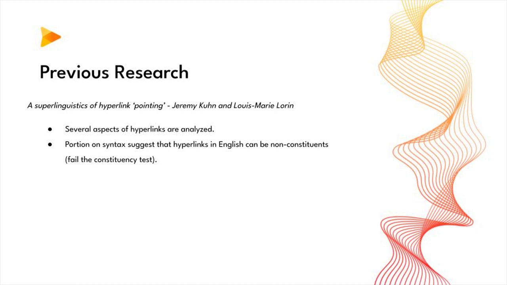Another study that touches on the constituency of hypertext in English is a superlinguistics of hyperlink pointing, which provides an analysis of various linguistic aspects related to hypertext, including a syntactic analysis. The results suggest that hyperlinks in English can be non-constituents, which means that certain phrases that are not considered constituents in constituency tests can be captured as part of hyperlinks.